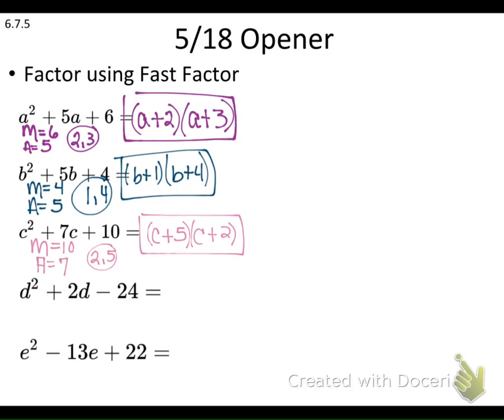Next one. Devante, what's my M? You are the only Devante I have in this hour. 24. Okay. And then your A. Now, this is where you guys need to pay attention to your negatives here. Because your M is a negative, that means one of your factors has to be a negative. So which of the factors under 24 can you manipulate to get 2?